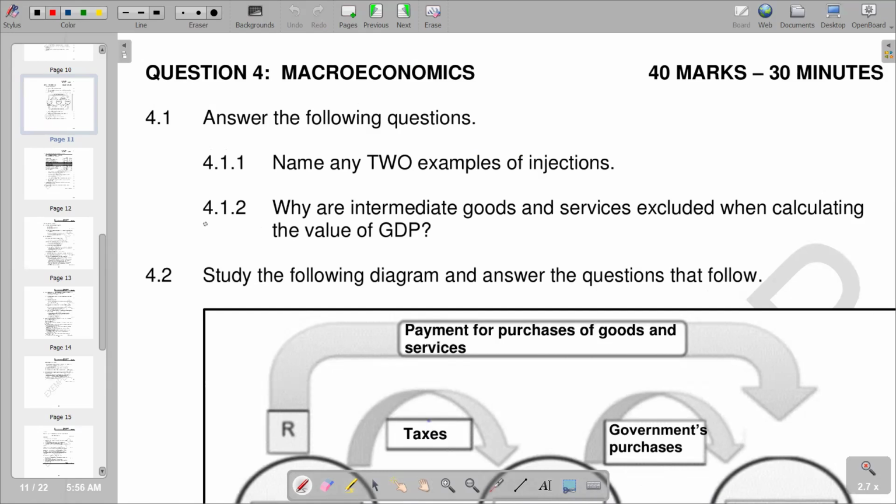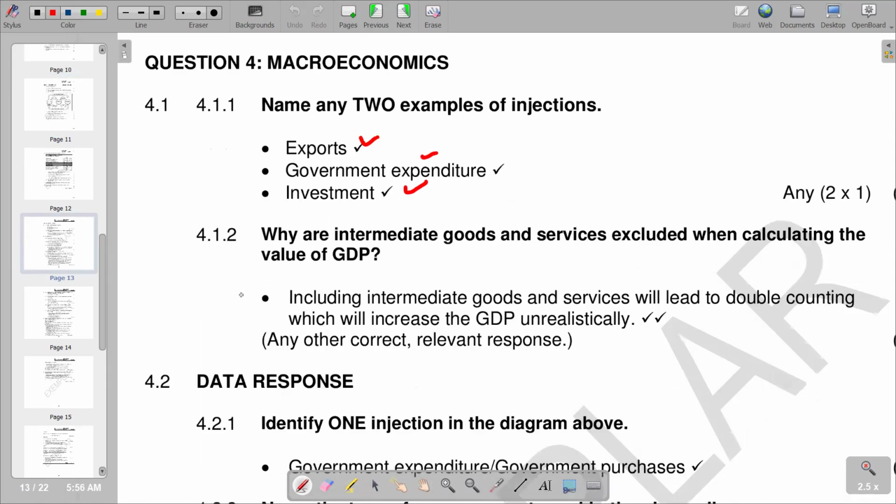value of GDP? Remember, intermediate goods are the goods that are used to produce other goods. So if we include them, they are going to lead to double counting. So this is exactly what we have. Including intermediate goods and services will lead to double counting, which will increase the GDP unrealistically. In other words, the figures that we have will not be a true reflection of what is on the ground.